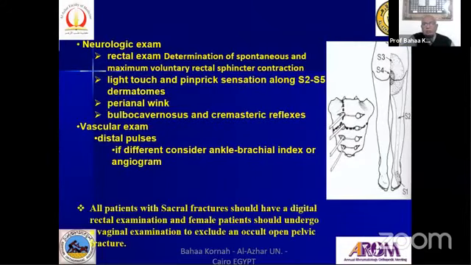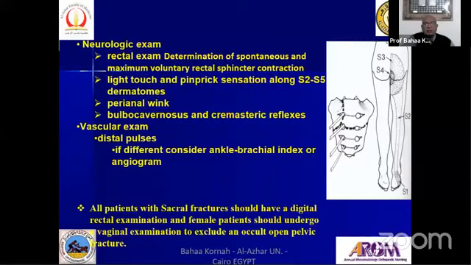About the neurological examination, it is very important. Rectal examination determines the spontaneous and the maximum voluntary rectal sphincter contraction. Test light touch and pinprick sensation along L5 to S1 and the saddle area, as we mentioned before. Also the perianal wink, and the bulbocavernosus and cremasteric reflexes have to be detected. Also, don't forget vascular examination, because a lot of neurovascular injury can occur.